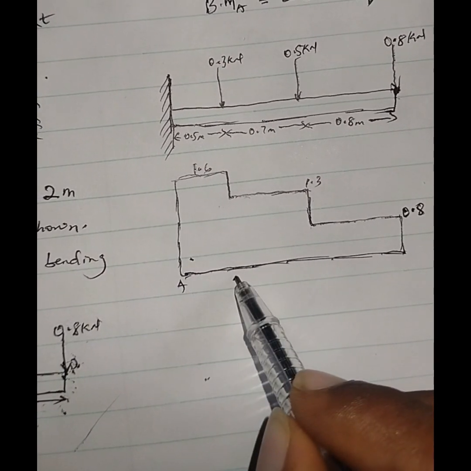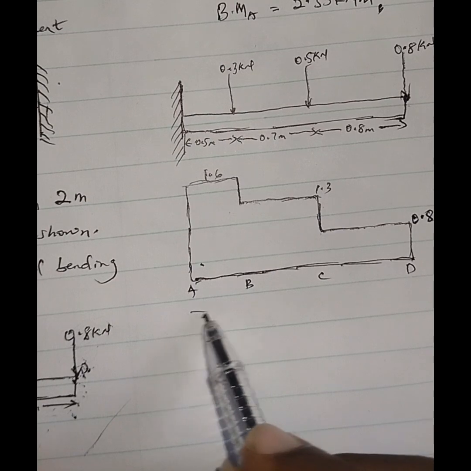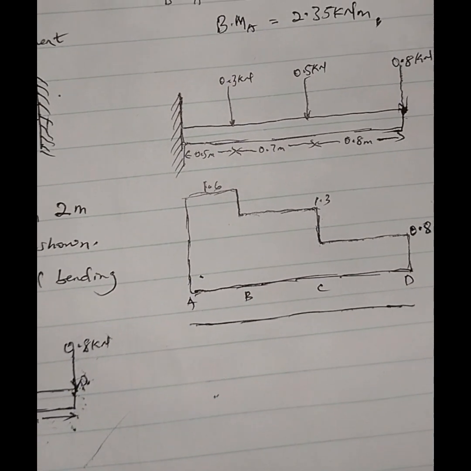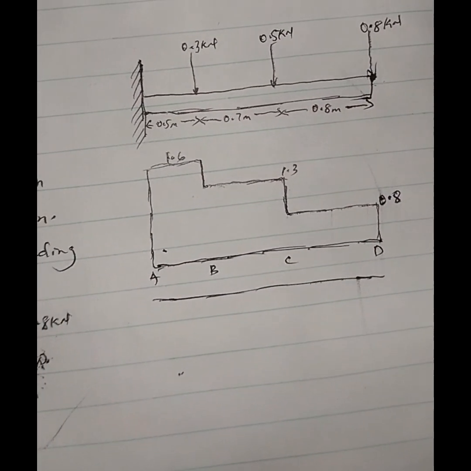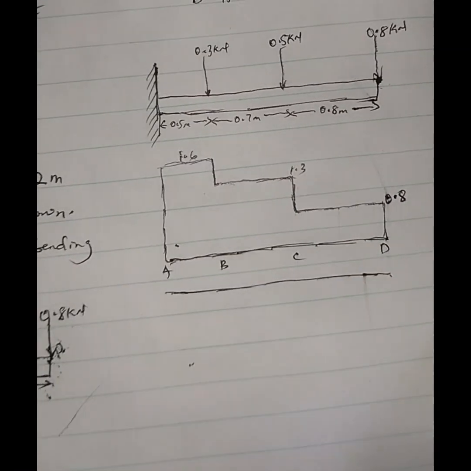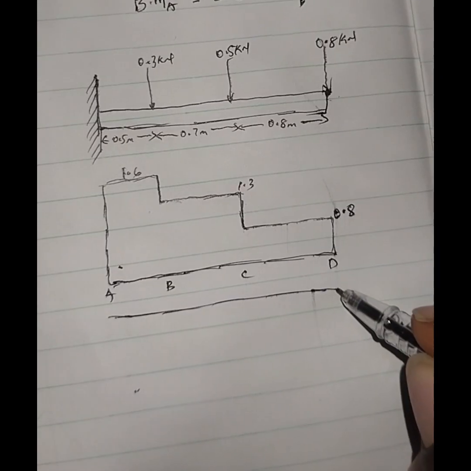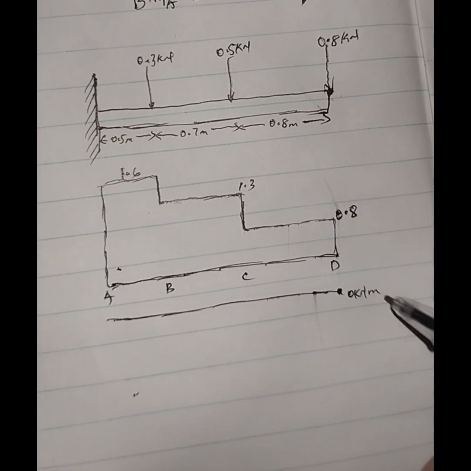Your point A, your point B, your point C, and your point D. So now you take another, you must draw them like together. So now you take another line. So now your D, when you start solving your bending moment, your D is at point 0. So this is your point 0 here. So this is 0 kilonewton meter.